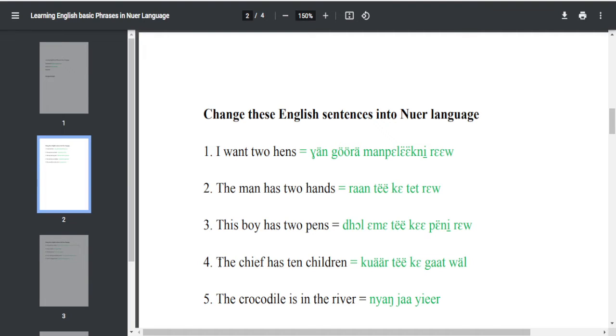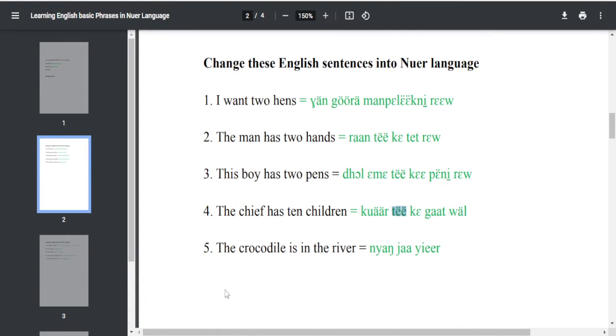Number 4. The chief has 10 children. Kuäär take a gaat well. You can see also we have te here. Te refers to has in the sentence. The chief has 10 children. Kuäär take a gaat well.